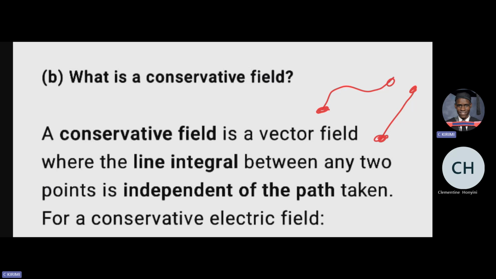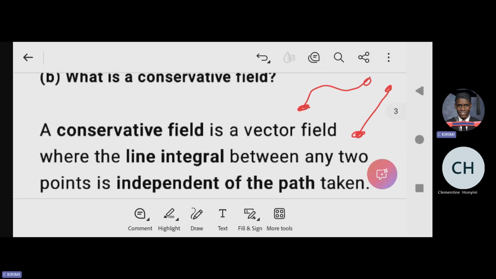But when it's dependent on path, then it's a non-conservative field. So here it's a conservative field because it's independent. They go hand in hand together. A conservative field is a vector field where the line integral between any 2 points is independent of the path, the path which you are going to take from A to B.